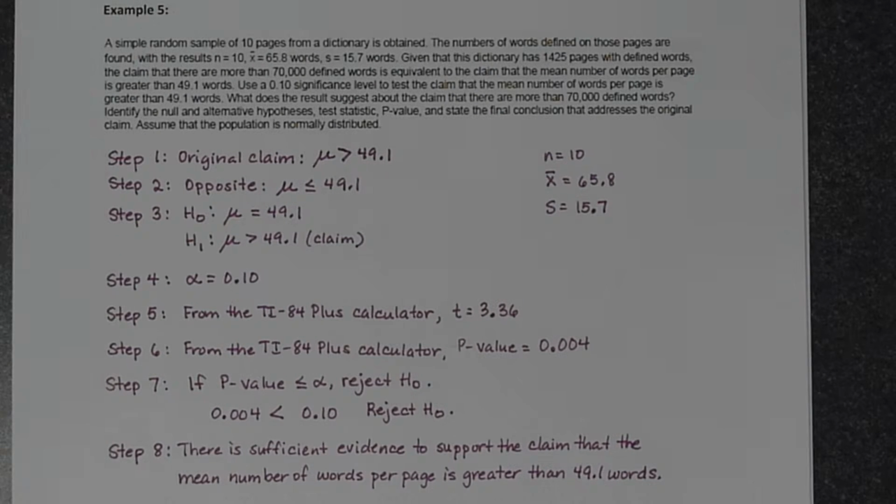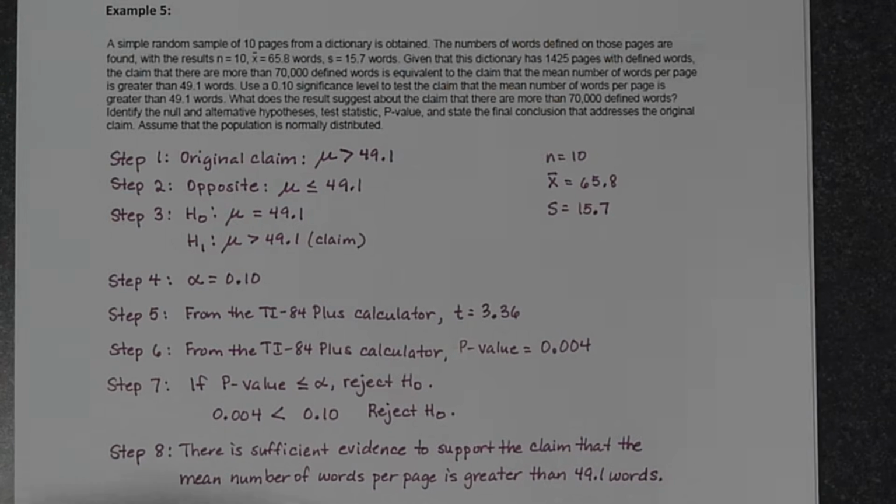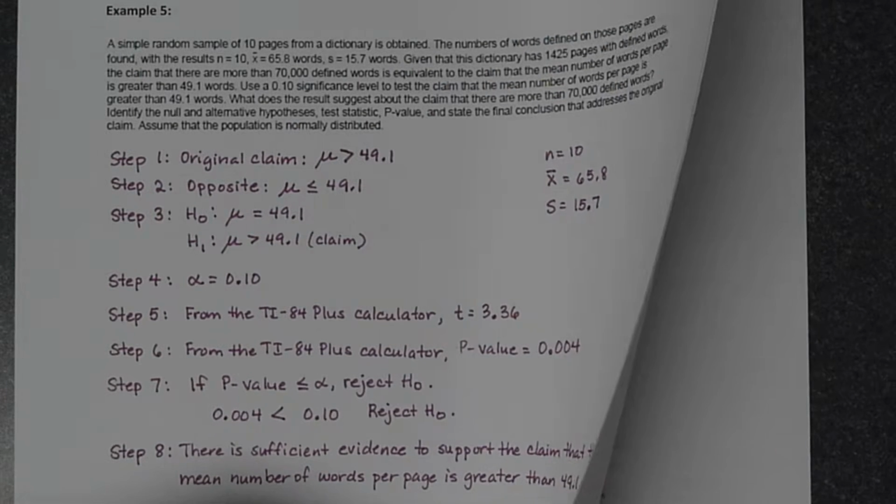All right, so that's pretty much that 8-step procedure for testing a claim in this example 5. Okay. And example 6 is this.